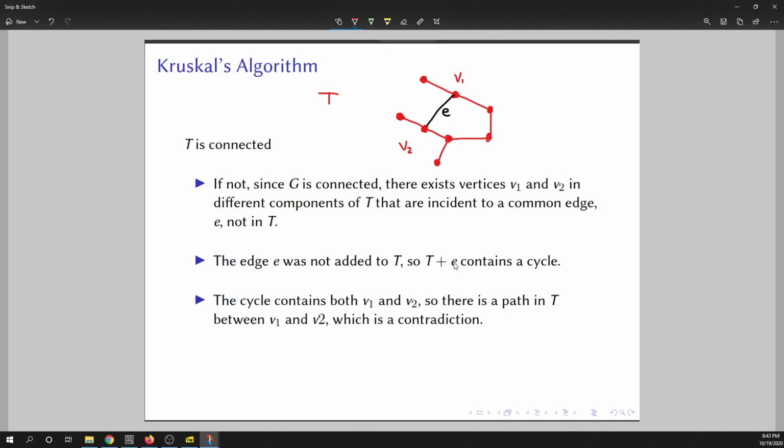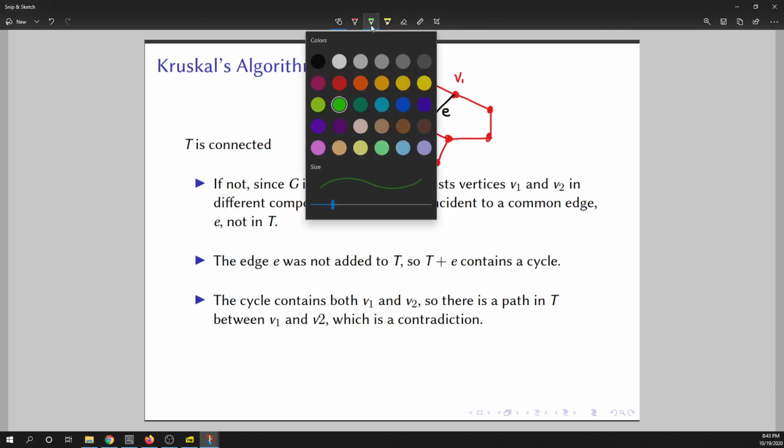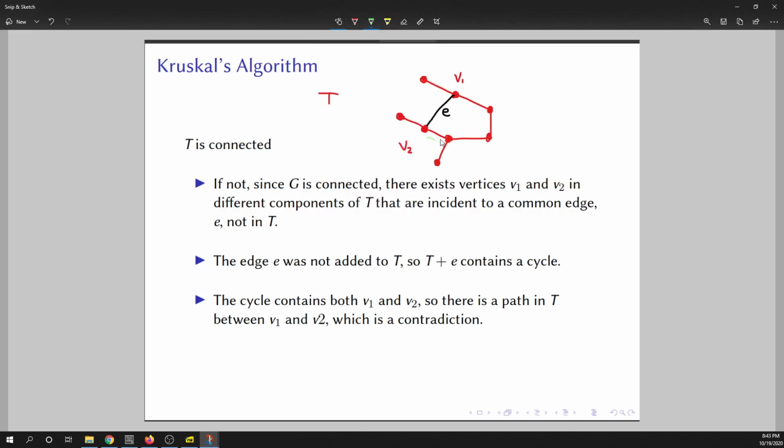So just by that one little addition in here, we get a cycle, and that cycle had to include the endpoints V1 and V2. And so what that means is that now there is a path between V1 and V2, even though they're in different components. Because they're in a cycle, I can find two paths, and so I can find the one that doesn't use E right here. All right, and so that means that there is a path in T connecting V1 and V2 together, and that's a contradiction. Okay, so that means that this situation can't really happen. T has to be connected. Okay.